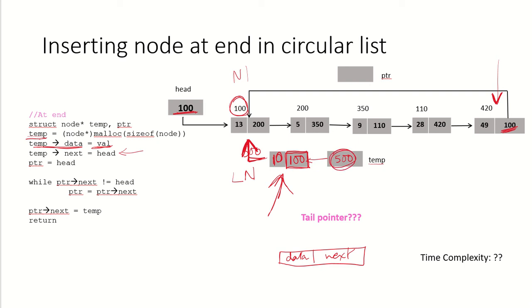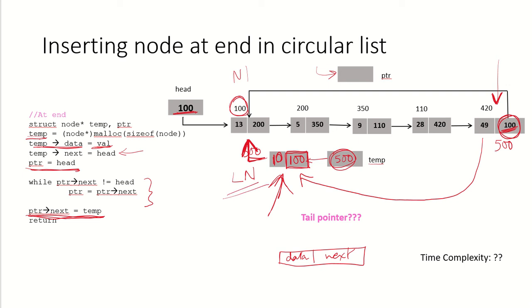So first we will traverse the linked list using a pointer variable ptr. We will traverse the linked list till we reach the last node. Once we are out of this loop, that means we have reached the last node, we are going to update the pointer arrow next to temp. So this will become 500. That means the last node has now started pointing to the new node. Now the new node has become the last node of this linked list.